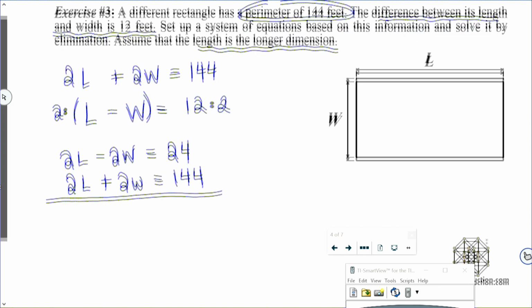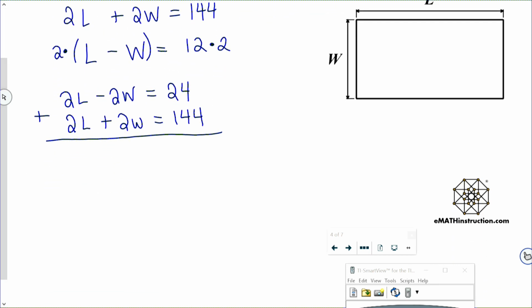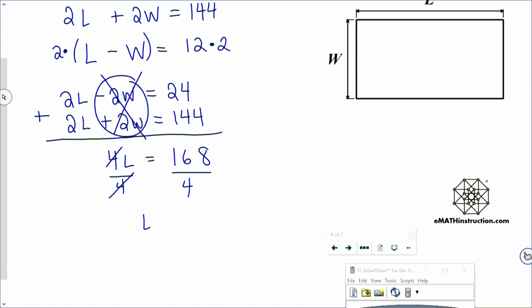And now I can solve it by elimination, right? Because these W's are going to cancel when I add. 2L plus 2L is 4L. 24 plus 144 is 168. And I think I can still do this one in my head. 168 divided by 4 is 42. So the length is 42 feet.